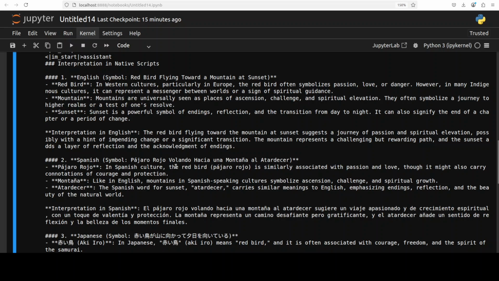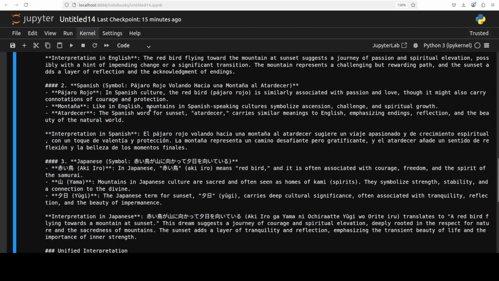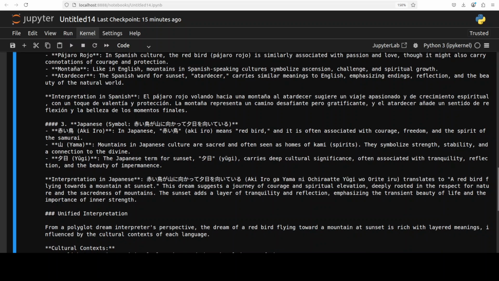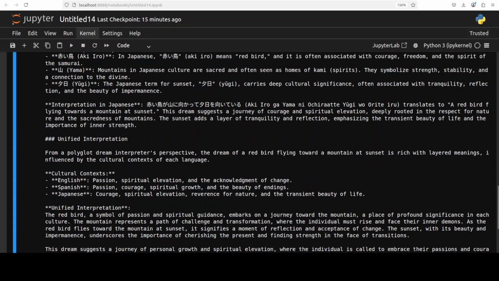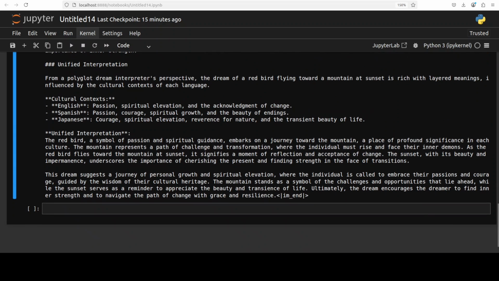Then we have Spanish, where again it has done a wonderful interpretation deeply rooted in its cultural understanding. And then it is synthesizing different cultural viewpoints, as you can see in Japanese. And if you're that language speaker, please also advise us. It is talking about Japanese and stuff. I think it didn't do the Arabic one. Let me change the prompt a bit to do all these languages.